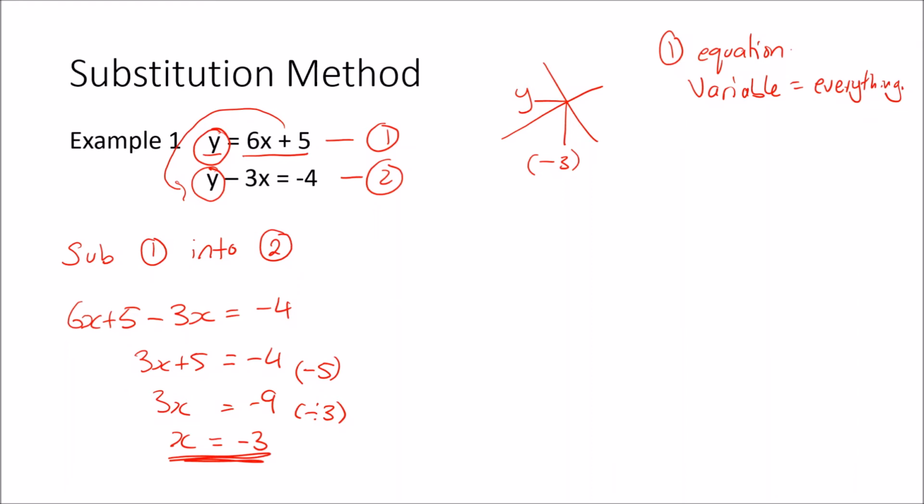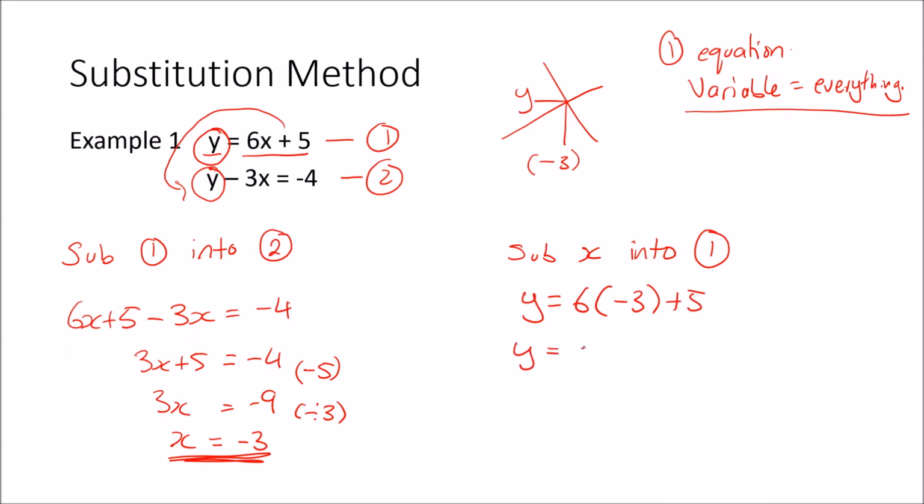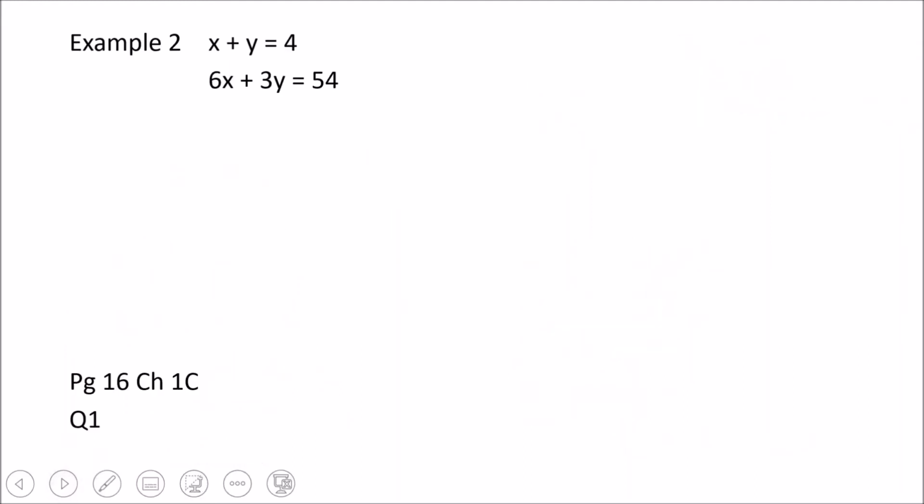Now we need to find their y value. So I would sub that x value into either of your equations. When you're doing substitution, it's generally easiest to go into that variable equals everything equation, because you're not going to have to do any rearranging. So we're going to sub into 1. So y equals 6 times negative 3 plus 5. So we get y equals negative 13. So our point of intersection, where these two cross over, is negative 3, negative 13. And that's as easy as the substitution method is.